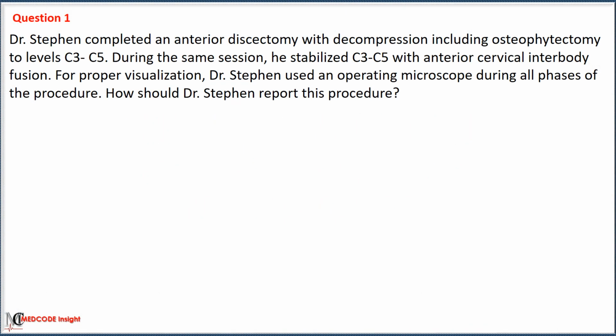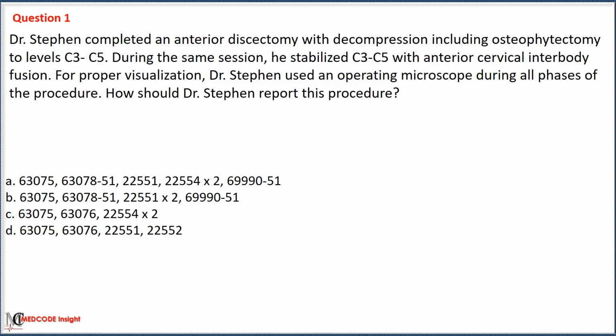Dr. Stephen completed an anterior discectomy with decompression, including osteophytectomy, at levels C3 to C5. During the same session, he stabilized C3 to C5 with anterior cervical interbody fusion. For proper visualization, Dr. Stephen used an operating microscope during all phases of the procedure. How should Dr. Stephen report this procedure?